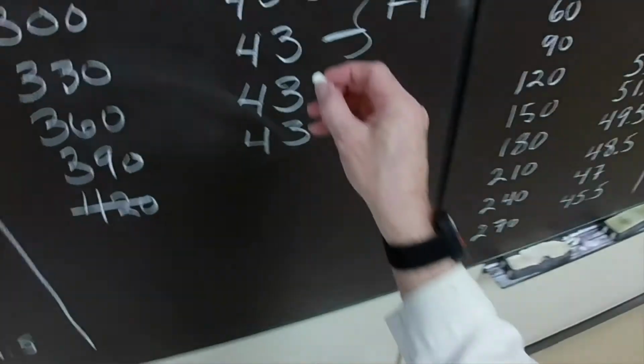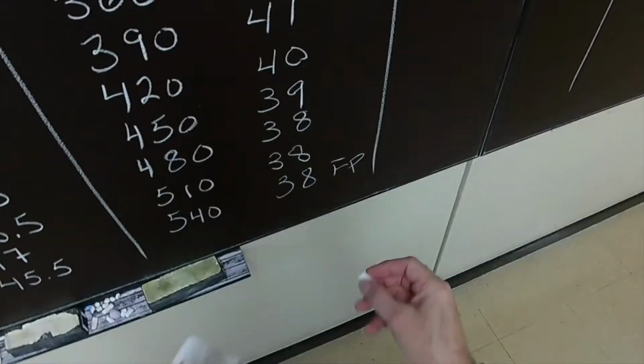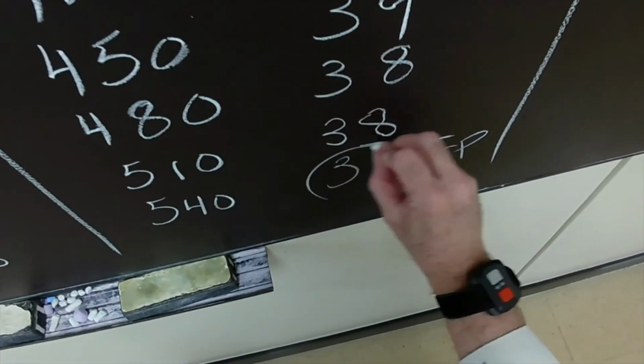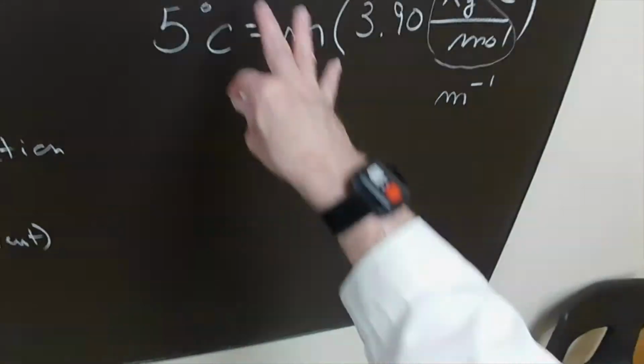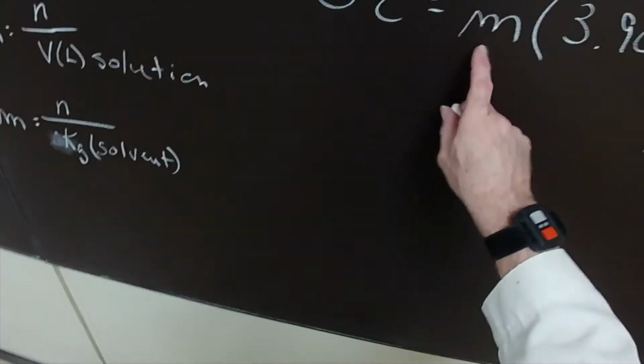Now, let's talk about what to do with this information. We have the freezing point of our pure lauric acid. We have our freezing point of the mixture of lauric acid and benzoic acid. We've done a preliminary setup for the calculation here, and we can find out the molal concentration of benzoic acid in the lauric acid.